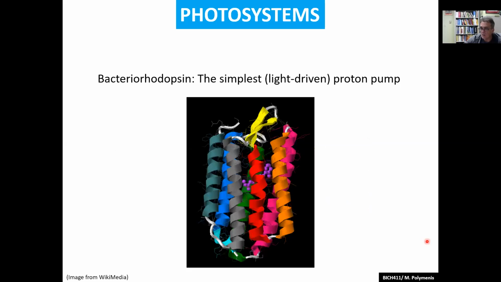And in fact, bacterial rhodopsin is very simple. It's just a bunch of alpha helices, and you have the retinal in the interior. So as that flips by light from the cis to the trans configuration, you can see how it can push around some of these helices, and then you have proton translocation.